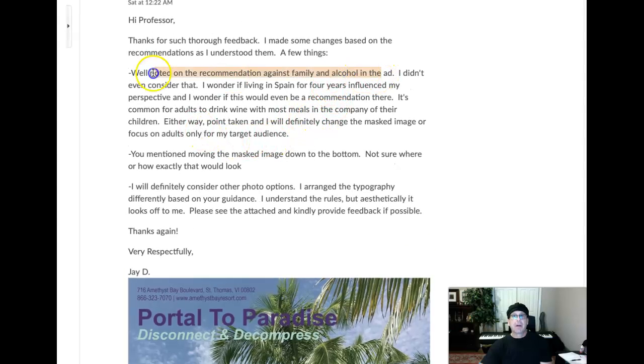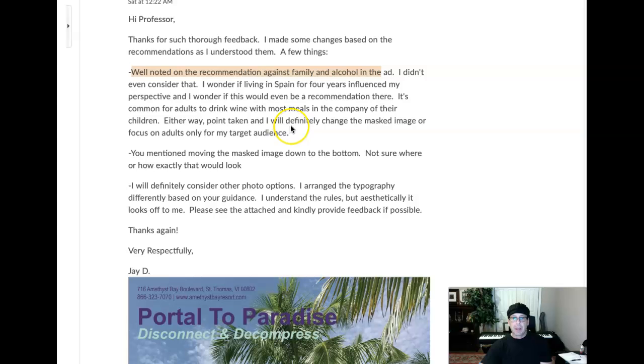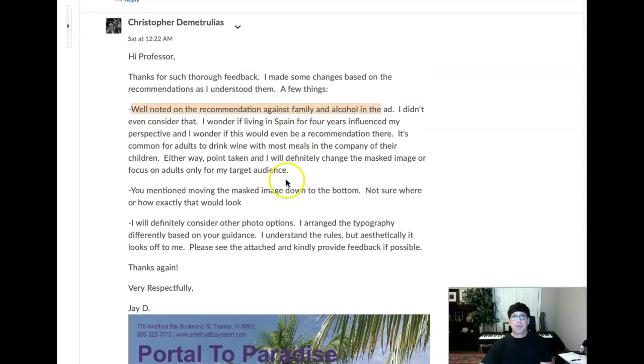Recommendations against family and alcohol. Yeah, it's just pretty much how this country is with political correctness, etc. So I don't want to see you put something in your portfolio that might be considered to be questionable. And that's the reason I mentioned this. So I'm glad you understand.